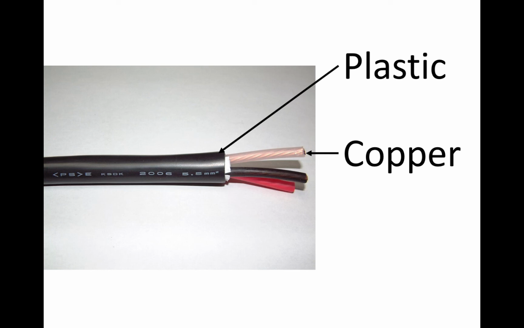This is only for small potential differences, however. With an extremely large potential difference, even the plastic will allow electrons to flow from one atom to the next, and therefore allow a flow of charge.